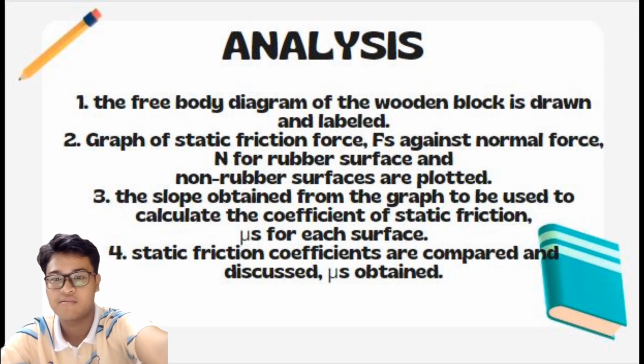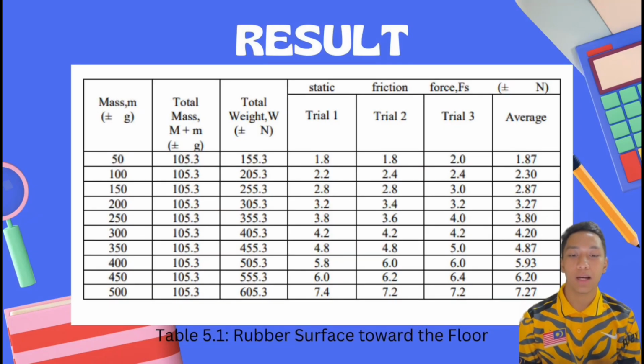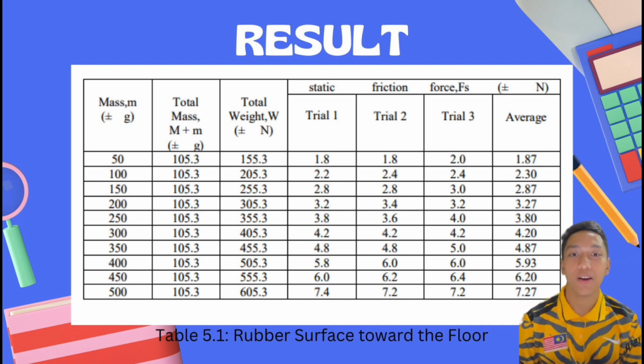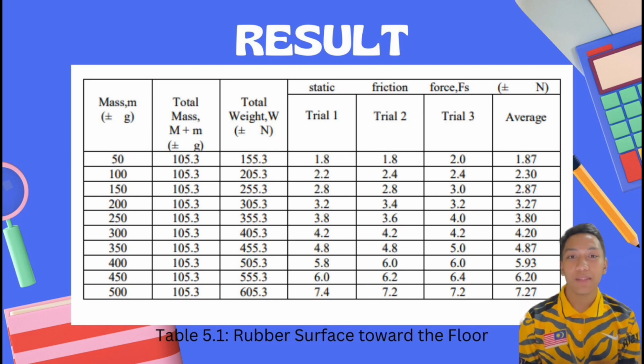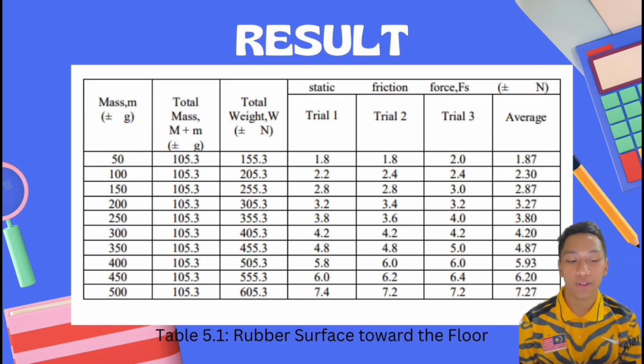mu S obtained. Now I would like to talk about the results. Table 5.1, rubber surface towards the floor. The mass of the wooden block with the rubber surface is M equals 55.3 plus minus 0.1 gram. The columns are mass plus minus 0.1 gram, total mass M plus minus 0.1 gram, and total weight W plus minus 0.1 N.